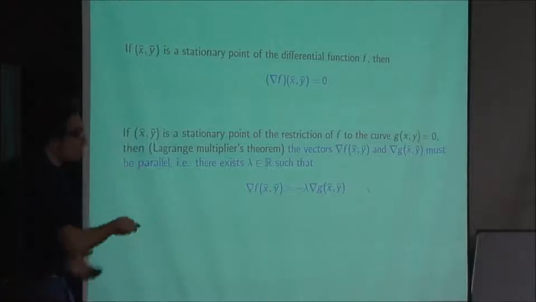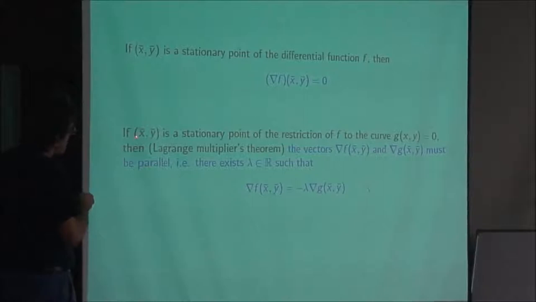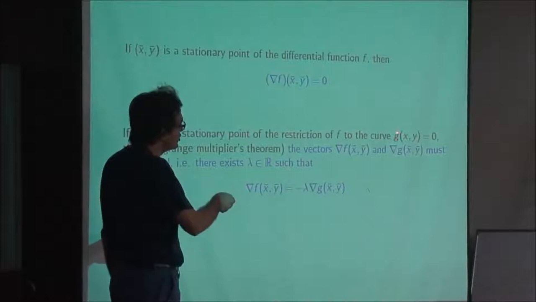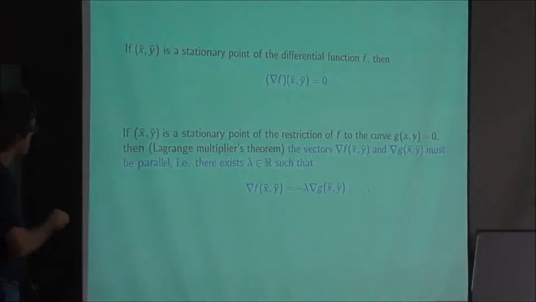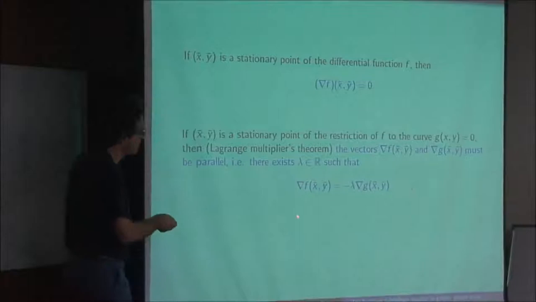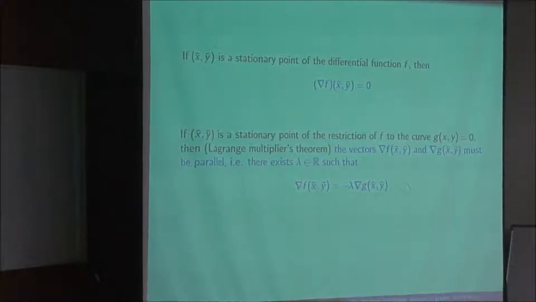Second point, if x bar, y bar is a stationary point not of the free function but of the constrained function, so we evaluate the function just along a curve g(x,y) equal to 0, then the condition of stationarity is that the two gradients of f and of the constraint g must be proportional. This is expressed in this form here. The gradient of f is parallel to the gradient of g at all stationary points. Okay? So this is very elementary. This is done in analysis 2.